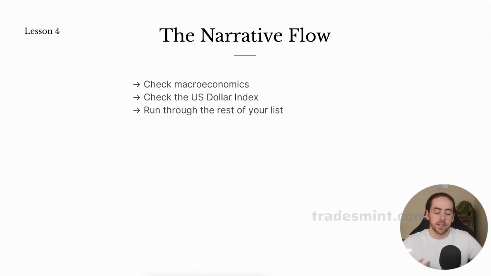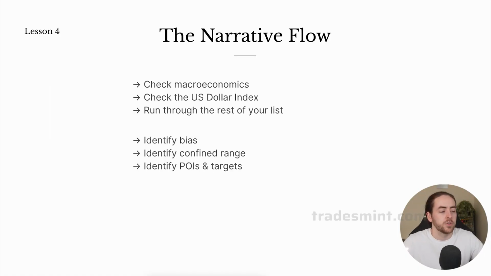Okay, so you've seen the narrative flow now in action. We check macroeconomics to build our overall macro bias. We check the US dollar index to set ourselves up with the bias for the week inside of the assets we're going to be trading. And then we run through the rest of the list and do the same, mapping out directional ranges, points of interest, and the overall bias that we might have. So we identify bias, we identify a confined range on the weekly, and then we identify points of interest and targets the market could potentially move towards throughout that week.